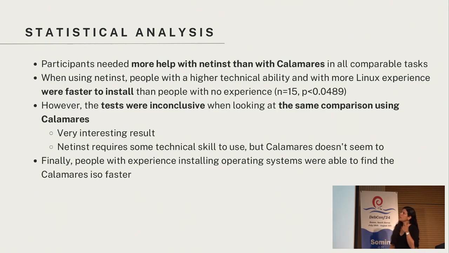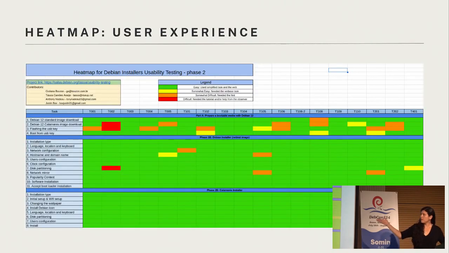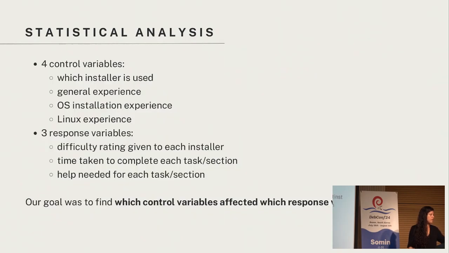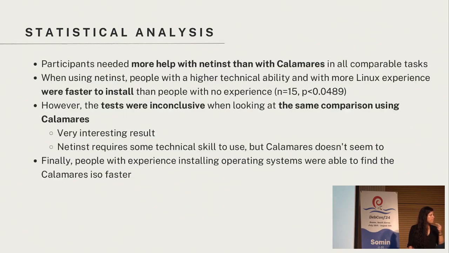Then participants needed more help with netinst than with Calamares in all comparable tasks, which we saw from the heat map. If you look at the heat map, the heat map for Calamares was all green. And when using netinst, people with a higher technical ability and Linux experience were faster to install than people with no experience.